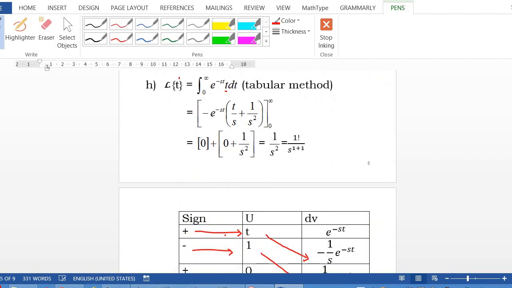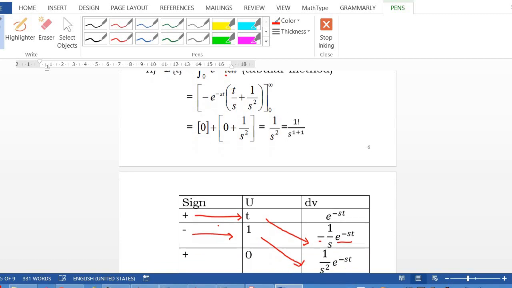So the result is positive t multiplied by negative 1 over s exponent negative st, where I factor out negative exponent negative st. So it's t multiplied with 1 over s. The second result is negative 1 over s squared, so negative 1 over s squared multiplied by exponent negative st.